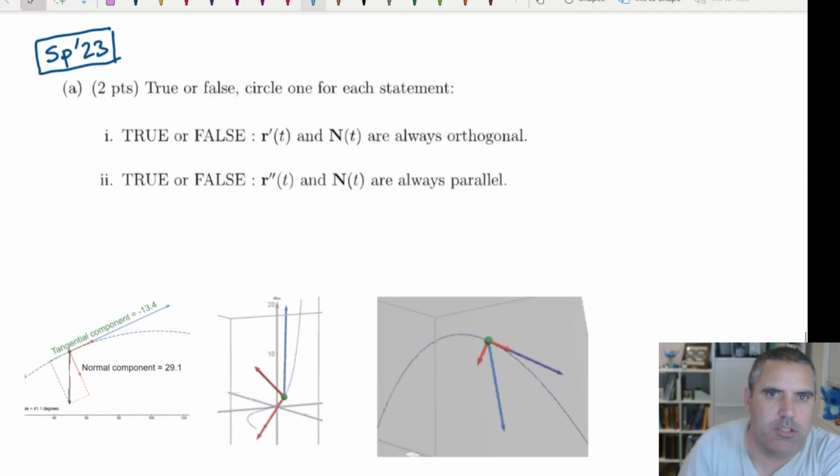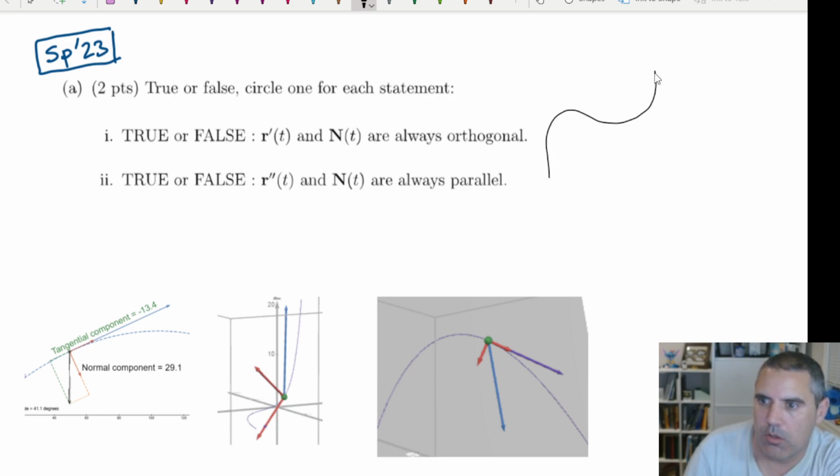Answer any question on my discussion board as we prepare for exam one. This question is a true-false question about understanding the TNB frame. And so I just want to recap the picture in our mind when we study 3D motion is this.